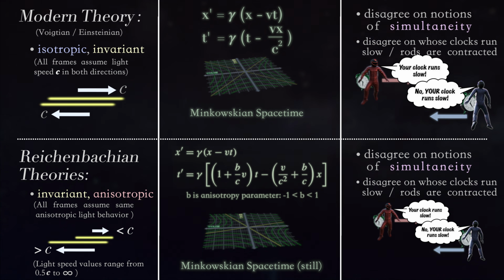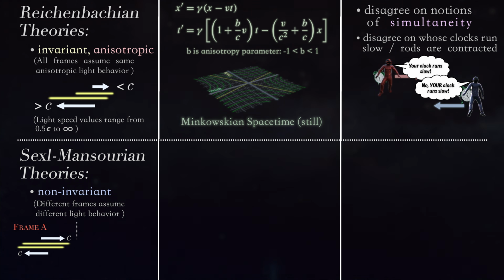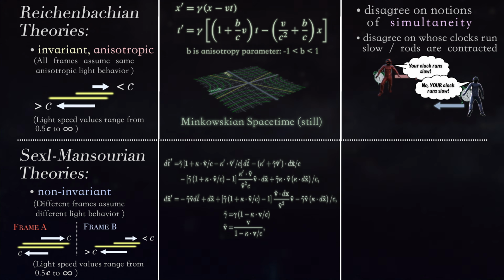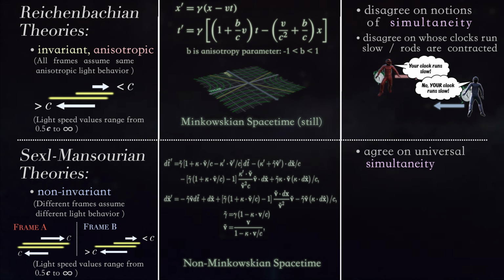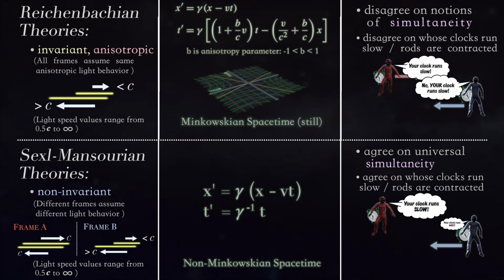After that, we have the class of Sexl-Mansourian theories, where light is now no longer invariant, such that different observers assume different light behavior in their respective frames, which leads to a much more general class of transformations. Out of this class, there is a unique theory in which all observers agree on the same notion of simultaneity, and it is governed by this transformation. Now, in this theory, all observers agree on whose clocks are running slow and whose are running fast, and there are no weird symmetries or twin paradoxes to deal with.